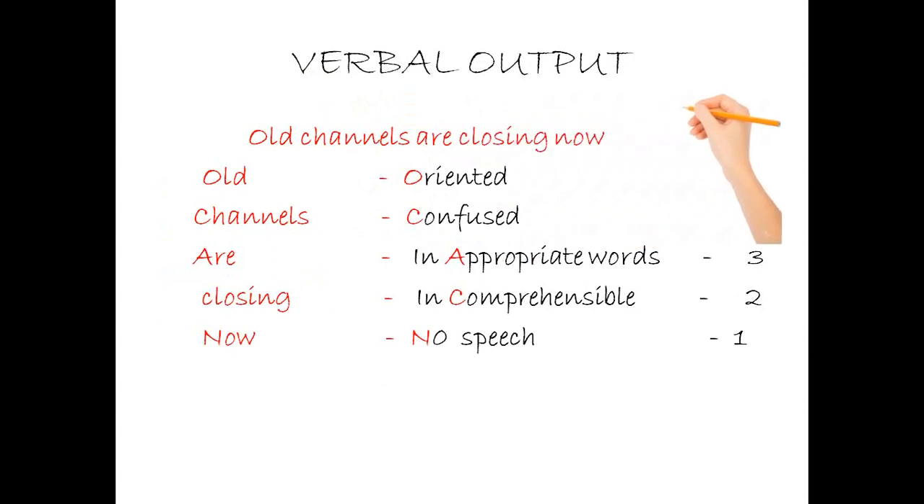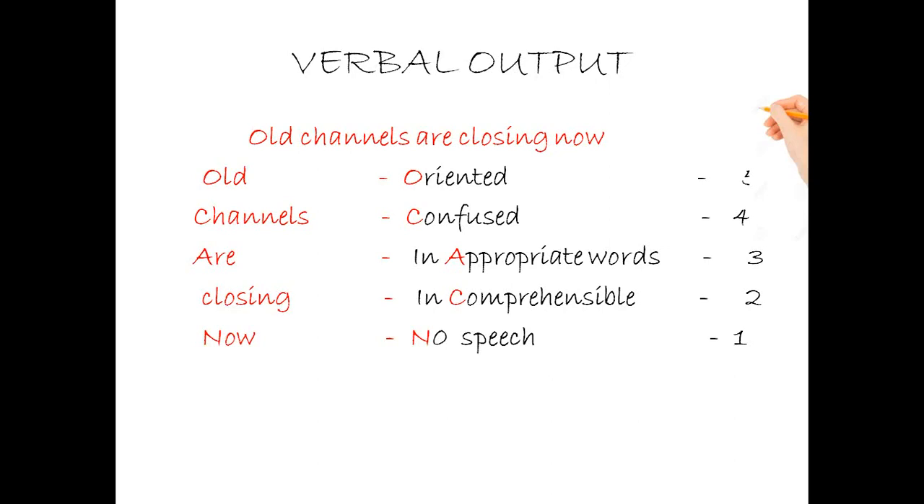Next thing is, my entire mnemonic revolves around channels. The second response is verbal output. First was the ESPN channel. The next thing is, all channels are closing now. This is the mnemonic for verbal output. O is oriented. C stands for confused. A stands for inappropriate words. C stands for incomprehensible words. And N stands for no response.